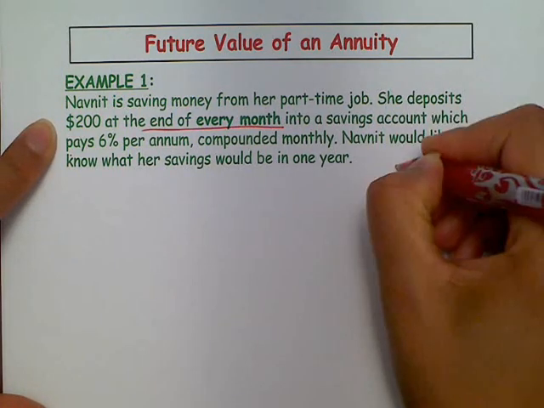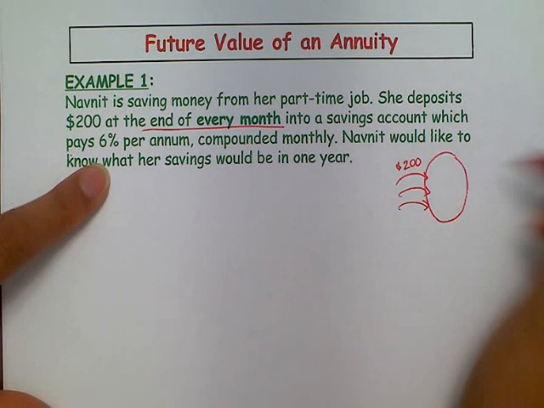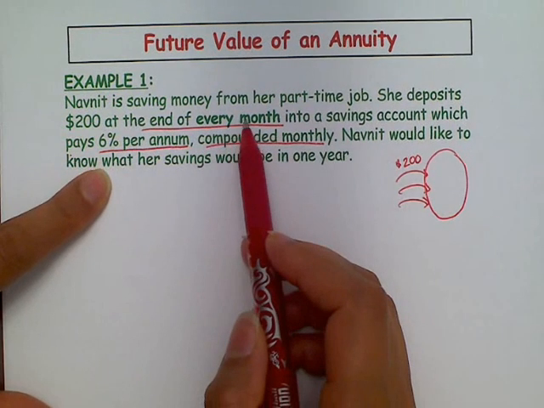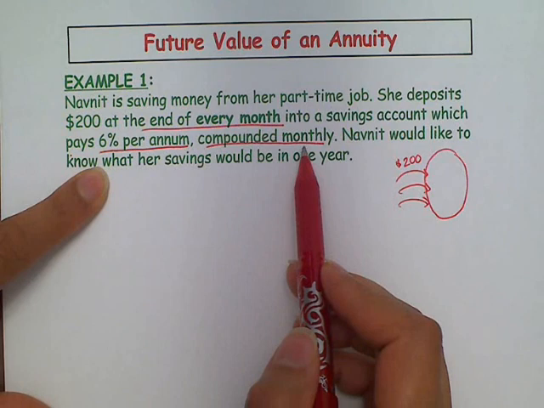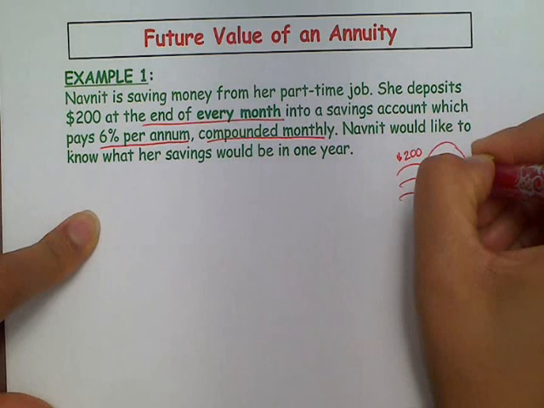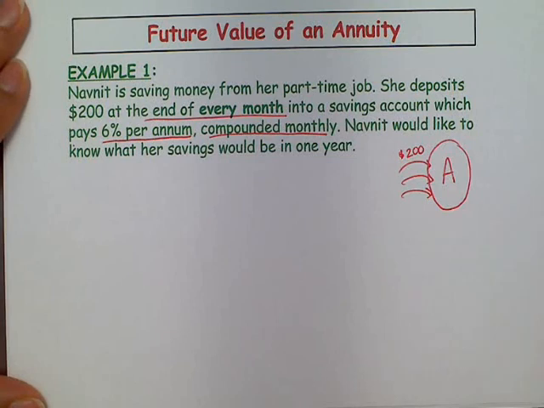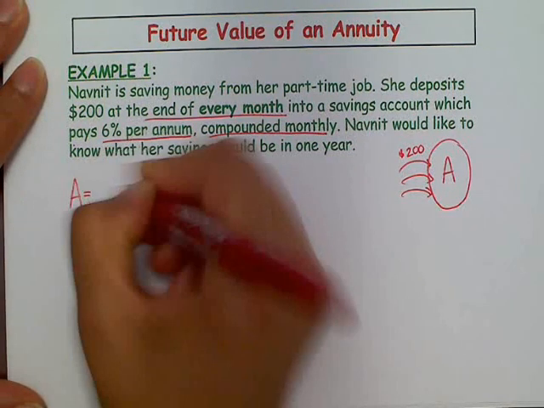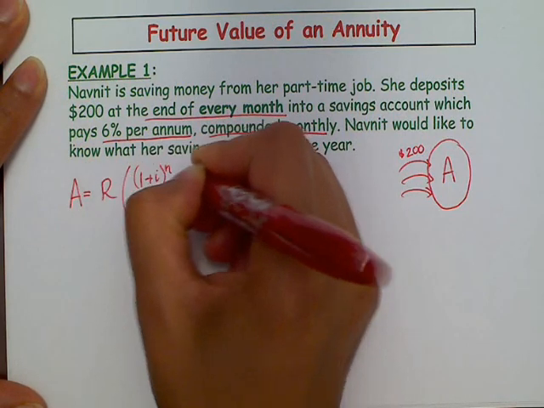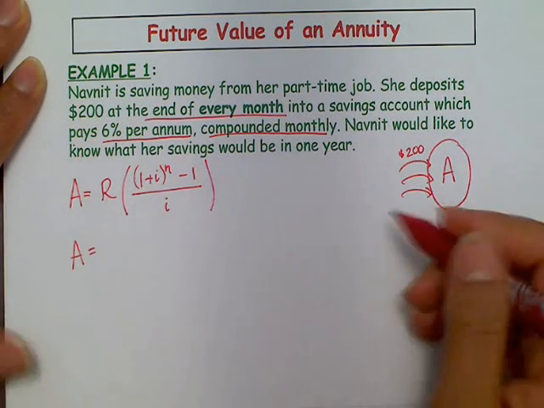Okay, so what I know is that she's making $200 deposits at the end of every month into a savings account which pays 6% per annum compounded monthly. Notice that her payment period, which is in months, is the same as her compounding period, which is also in months. Okay, and so what we want to know is how much she's going to have at the end of 1 year. So we want to know the accumulated amount at the end of 1 year. So what I'll start by doing is writing the formula for future value. So I have A equals R times 1 plus I to the exponent n minus 1 all over I.